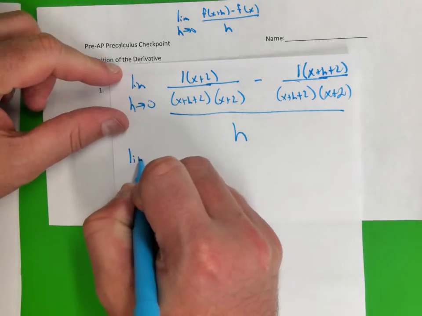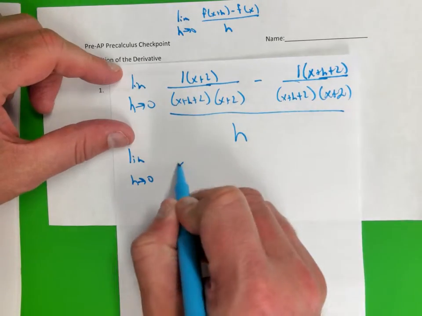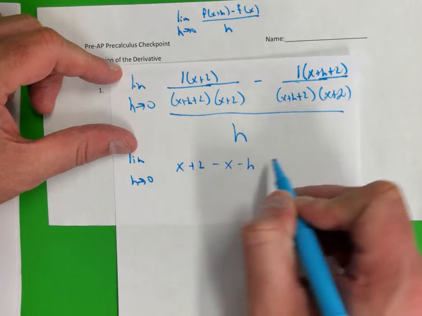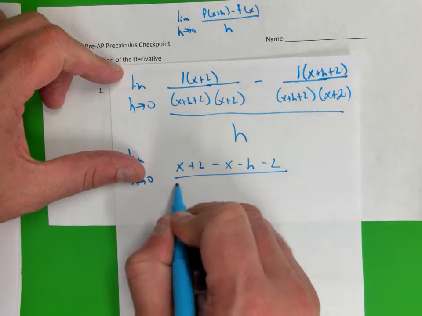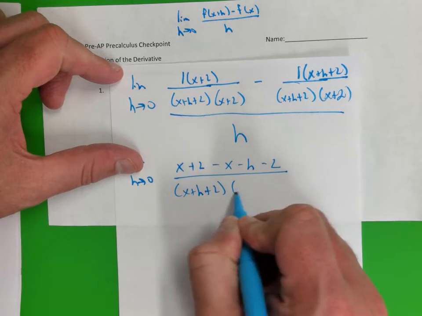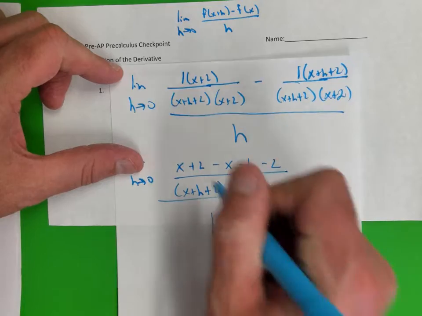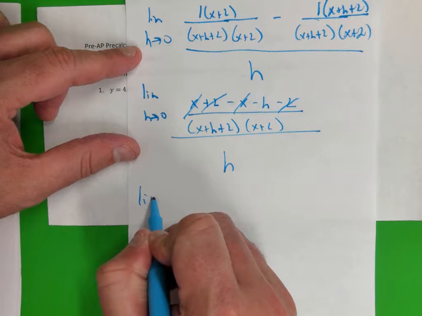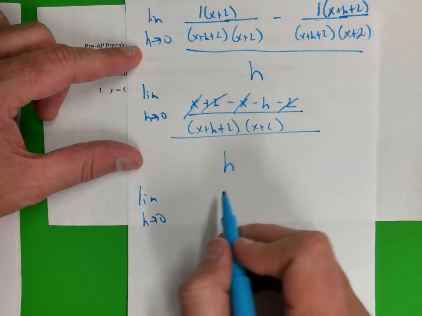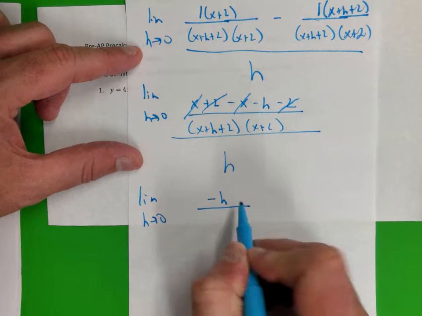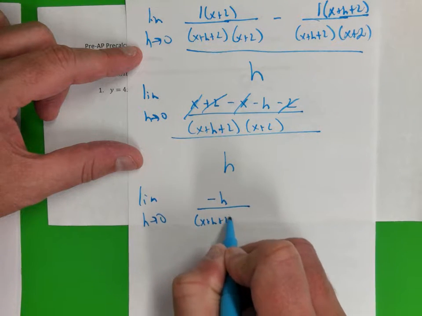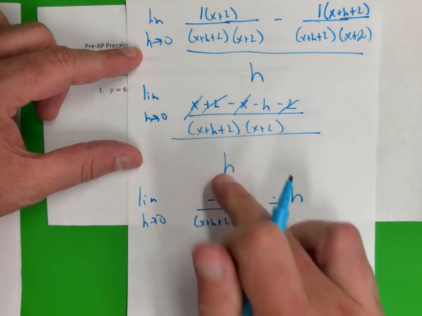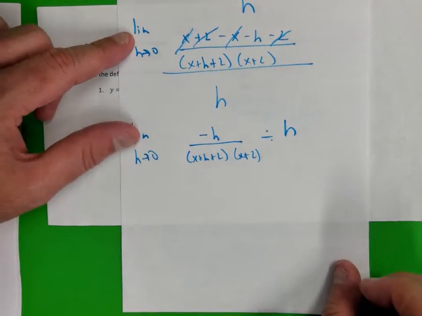Alright. The limit as h approaches 0. That's going to give me x plus 2. What is this minus? This is negative 1, so that would be a negative x, negative h, negative 2, all over. This cancels out. These cancel out. The limit as h approaches 0 of negative h over x plus h plus 2 and x plus 2, divided by h. Don't forget that h. Some students forget to bring that down.